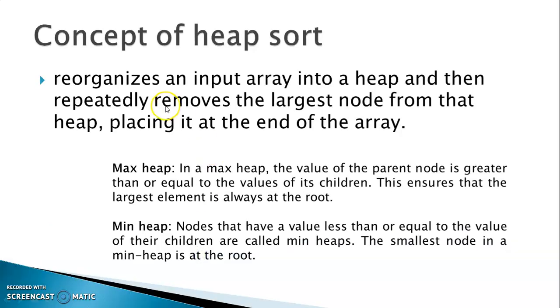So the concept of heap sort: it reorganizes an input array into a heap and then repeatedly removes the largest node from that heap, placing it at the end of the array. Max heap: in a max heap, the value of the parent node is greater than or equal to the value of its children. It ensures that the largest element is always at the root. In a min heap, the nodes that have value less than or equal to the value of their children are called min heaps. The smallest node in a min heap is at the root.